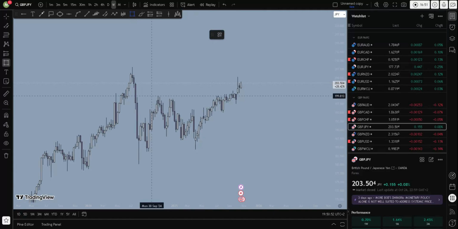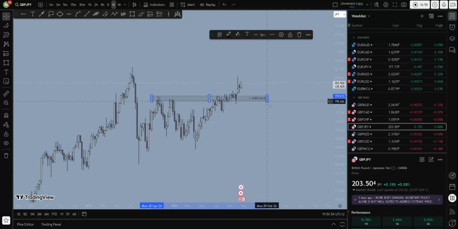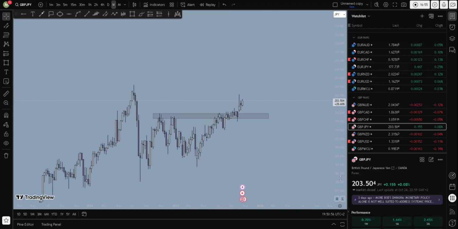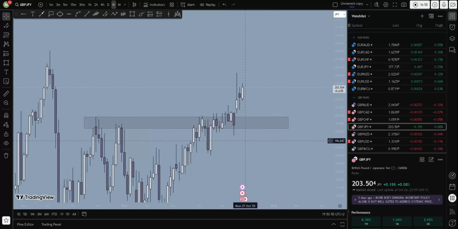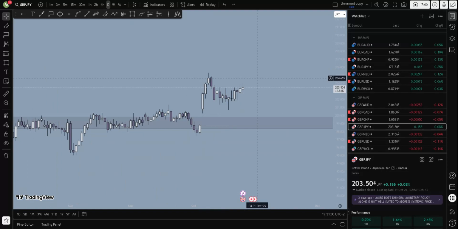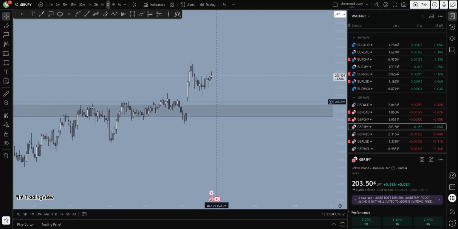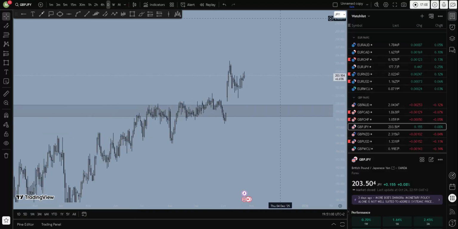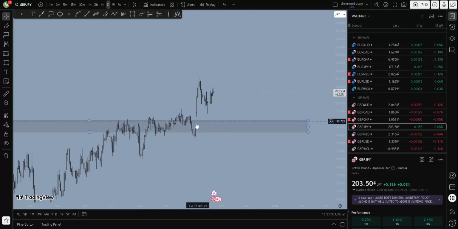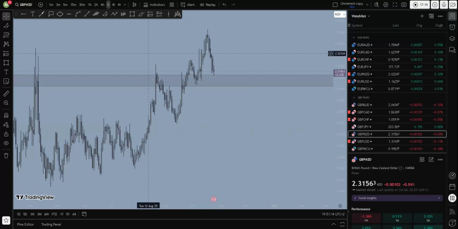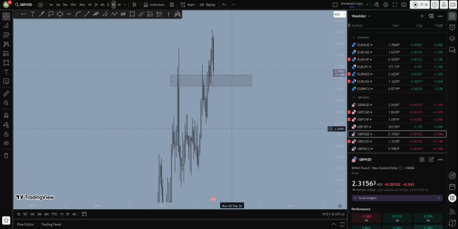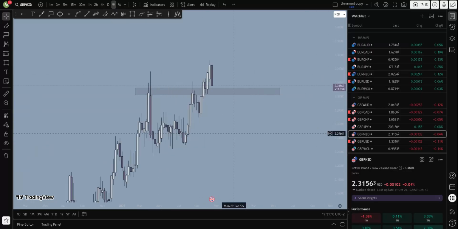GJ, bullish. Good. Okay, gap still needs to be filled. We can potentially come back, retest this previous resistance, and go up. But yeah, that gap needs to be filled. Okay, moving on to pound NZD.